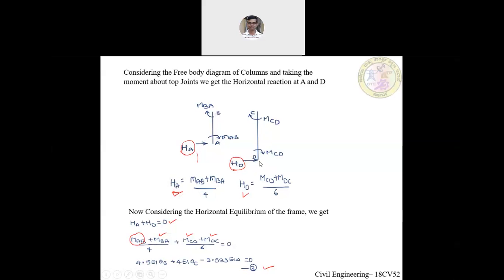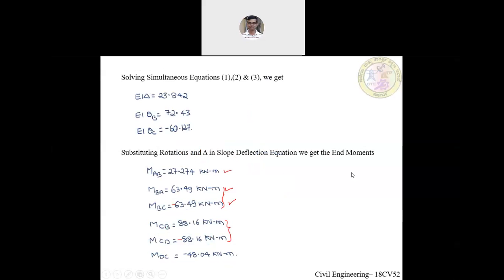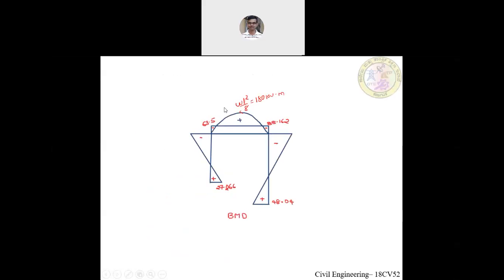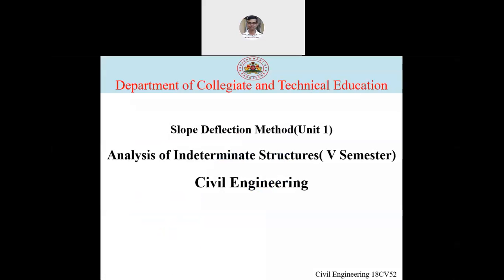Once we do that, we will write a horizontal equilibrium of the whole frame, considering all the horizontal forces which are acting on the frame, with which we will be in a position to develop an additional equation which helps us in solving the additional unknown value delta. So with this, we end this session. We have completed almost all the types of problems we can solve through the slope deflection method. Thank you.